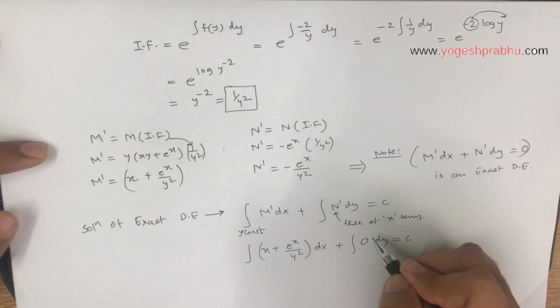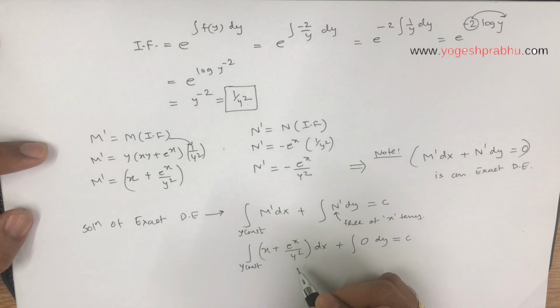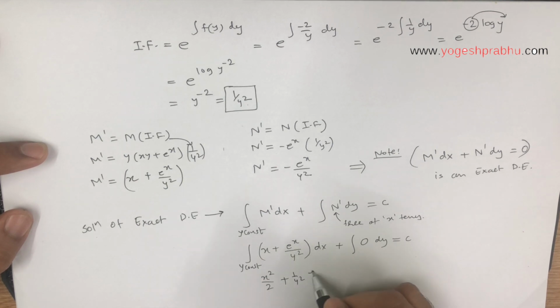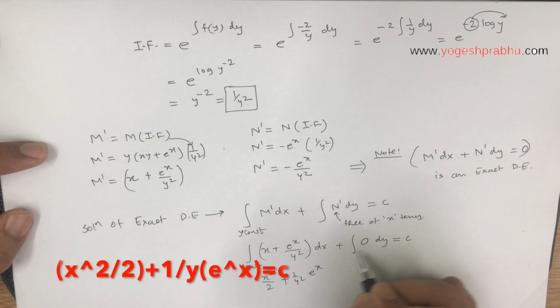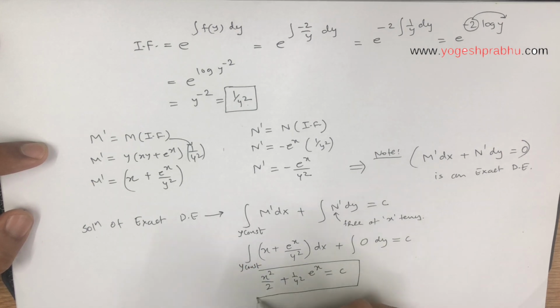Now all we have to do is integrate the first integration. Always remember, we will keep y as a constant, so we only have to integrate with respect to x. The integration of x is going to be x square by 2, and for the second term, this 1 over y square is just a constant, and the integration of e raised to x is just e raised to x. This term will simply be 0, equal to c, and this is the final answer of the question.